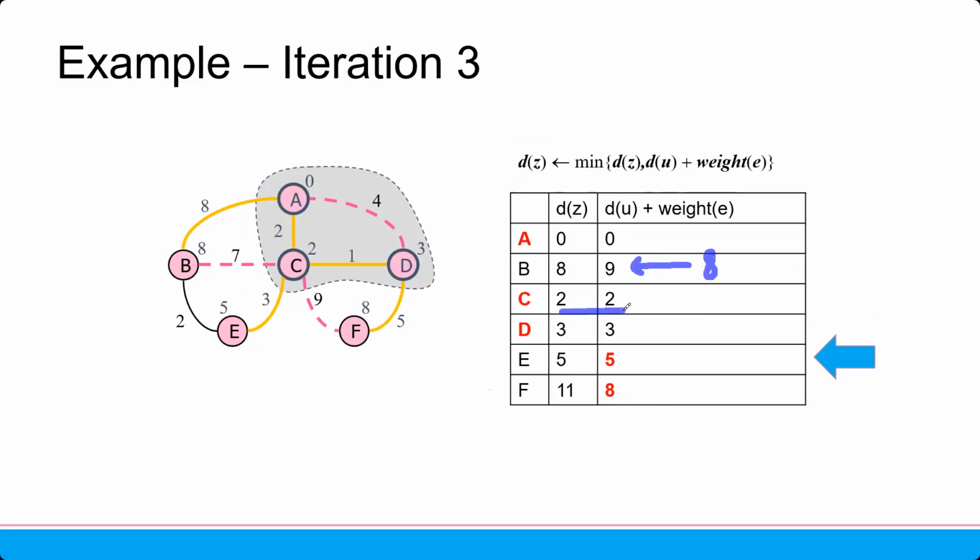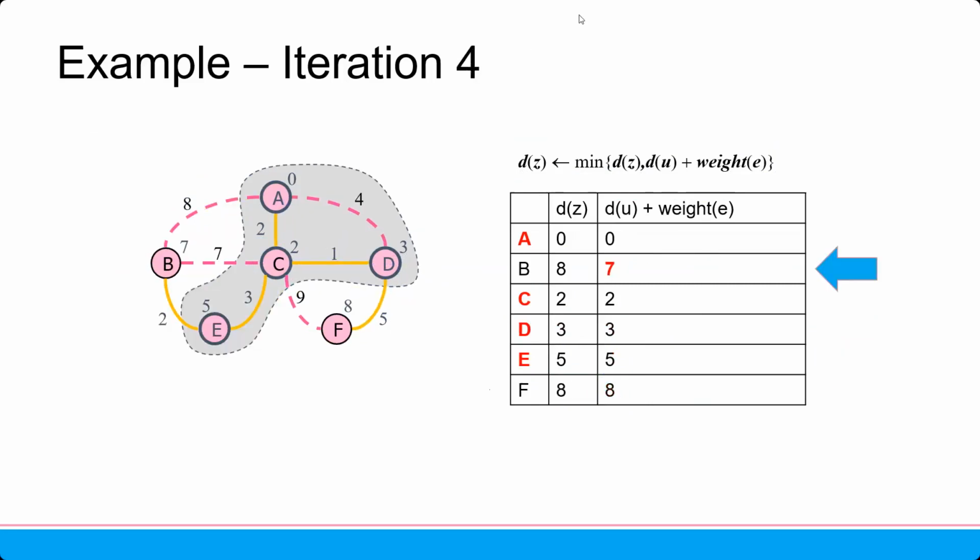This is 2 because we are already in here. We do not consider this one. We are already here. We do not consider this one. And then this is 5. And this is also 8. Then we choose the minimum, which is 5. Now we are in the node E. So we calculate again.